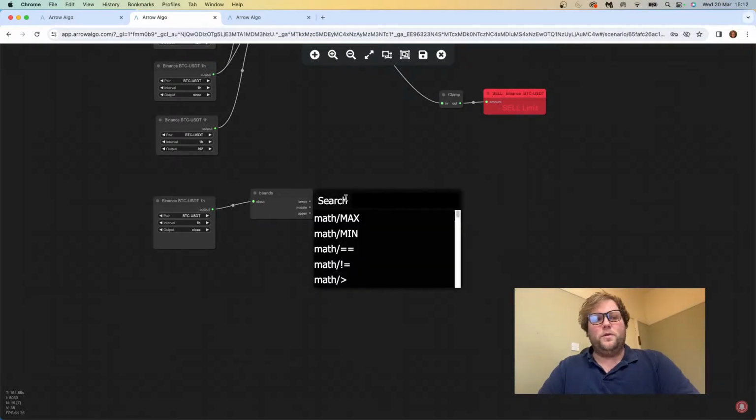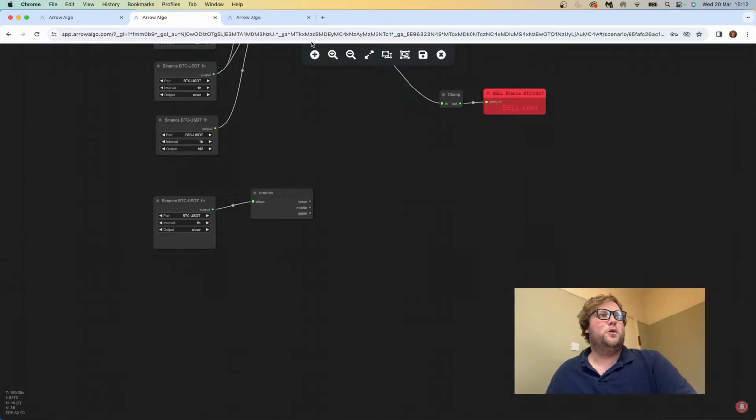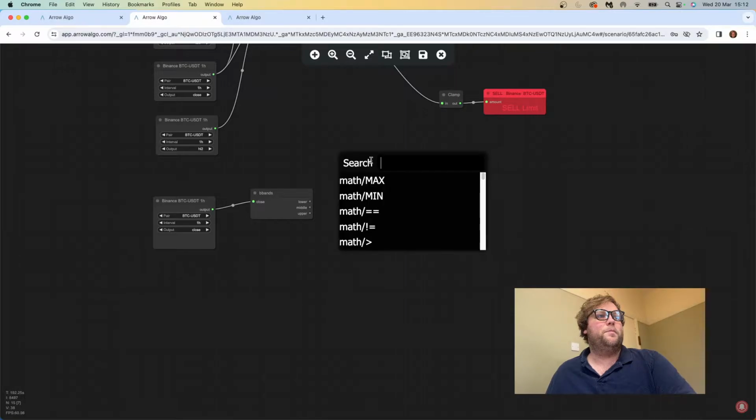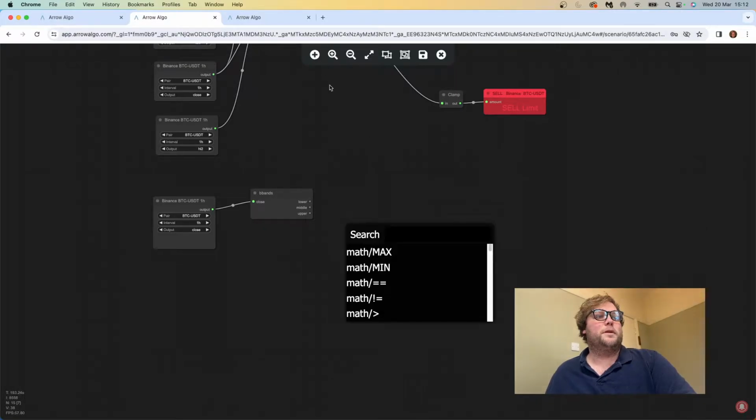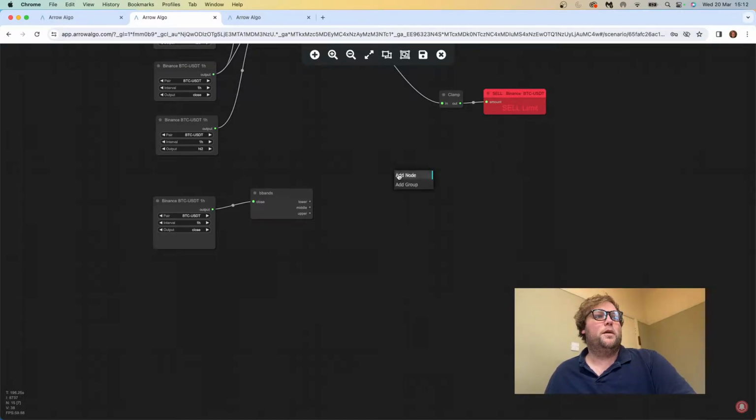The third type of block we've got is our maths block. To create a new block, either I'm double clicking in the screen, or I'm pressing the plus button up here, or I can right click and click add node. A node and a block are the same thing.